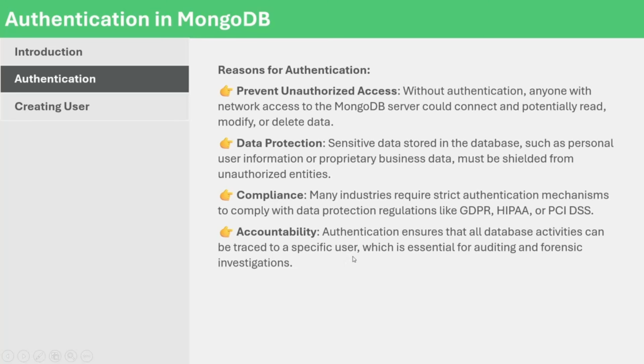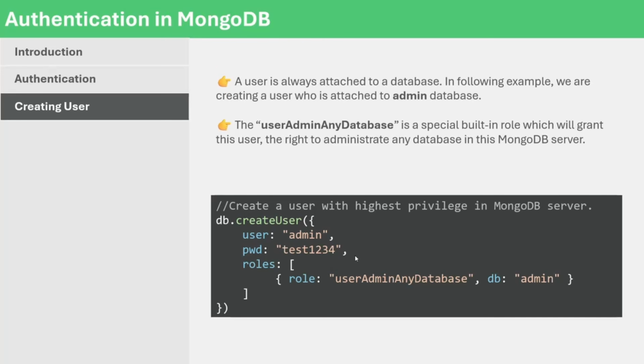Now, how can we create a user? By default in our MongoDB server, we do not have any user. So if I go ahead and enable authentication on my MongoDB server, I need at least one user who can log into the MongoDB server and create other users. For that, we can create a user, and we use the createUser method on the db object. And there we specify the username, we specify the password, and the most important part is we specify the roles for that user which we are creating.